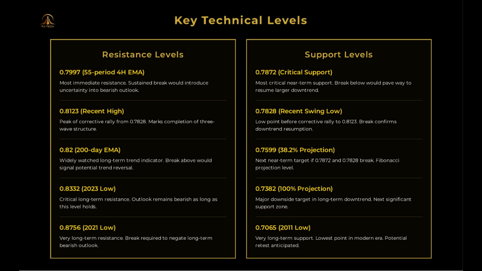Critical resistance levels include 0.7997, the 55-period 4-hour EMA, which represents immediate resistance. A sustained break would introduce uncertainty into the bearish outlook. The recent high of 0.8123 marks the completion of the 3-wave structure. The 200-day EMA at 0.82 is a widely watched long-term trend indicator, while 0.8332, the 2023 low, represents critical long-term resistance.